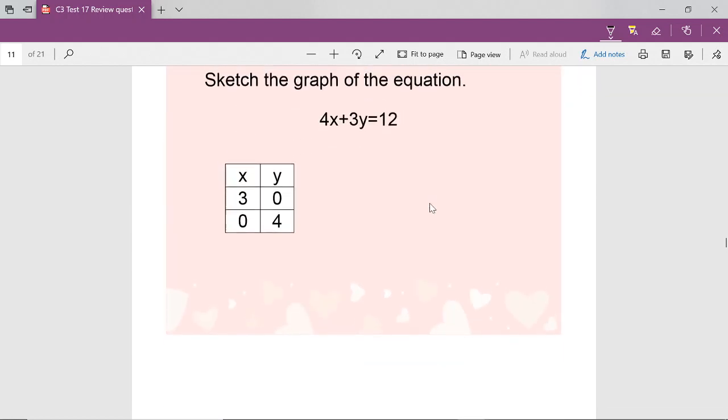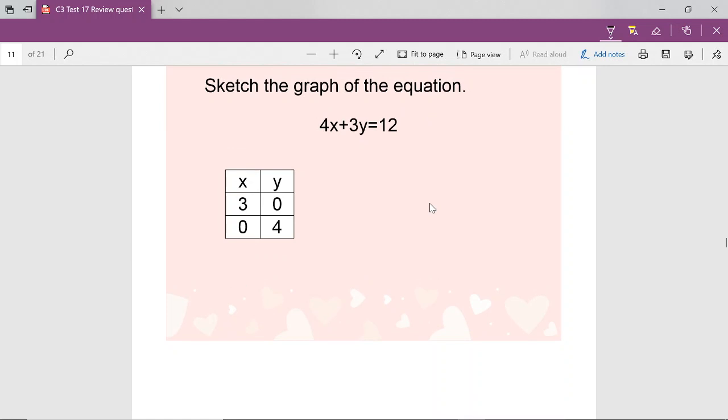All right, continuing on. Sketch the graph of the equation 4x plus 3y equals 12. This is a little reminder of how we do this. This is in standard form right here. So I would make a table to find my intercepts. I would say that when I plug in y as 0, I find that x is 3. When I plug in x as 0, y is 4. Okay, and I'll give you another example here in a second just like it.